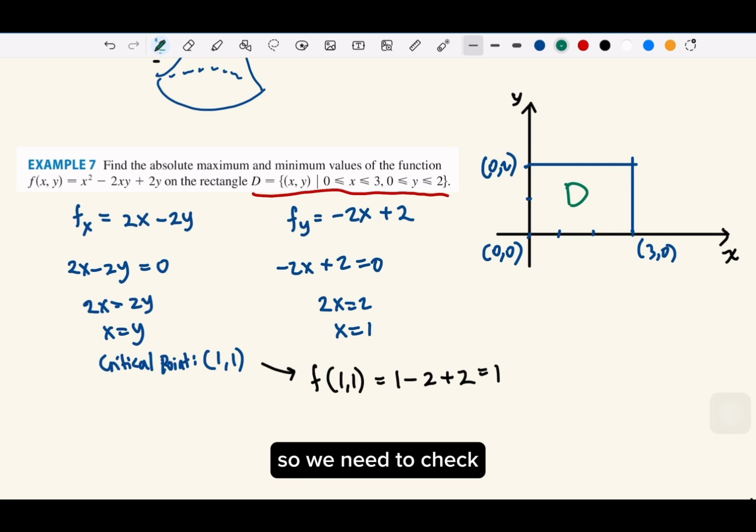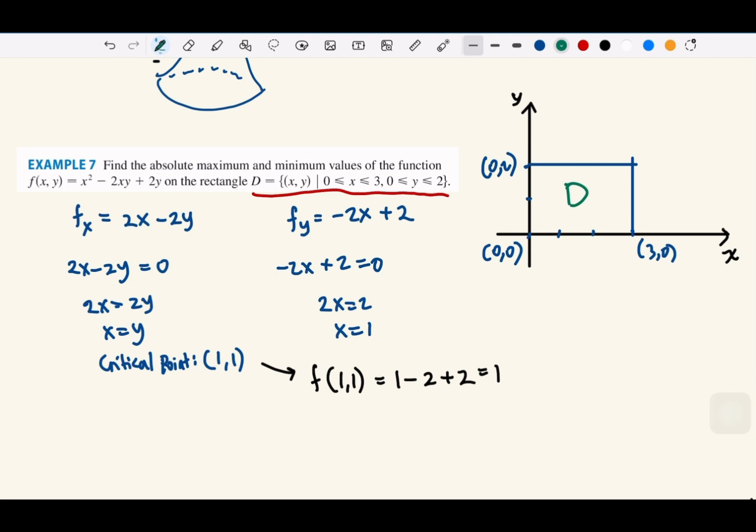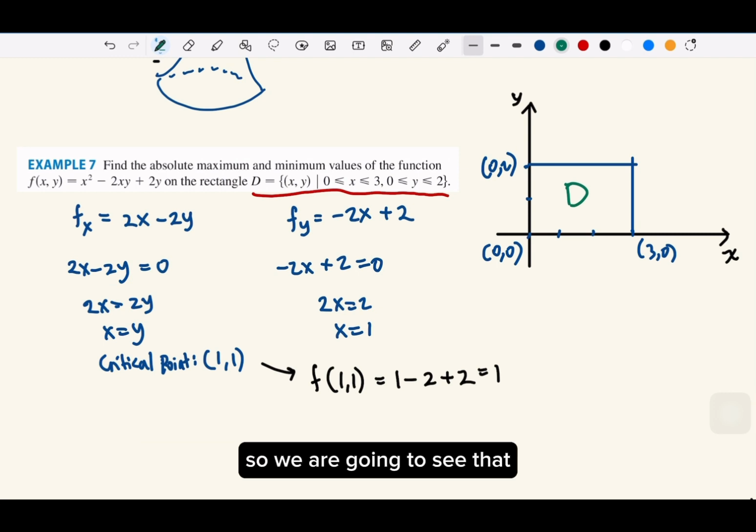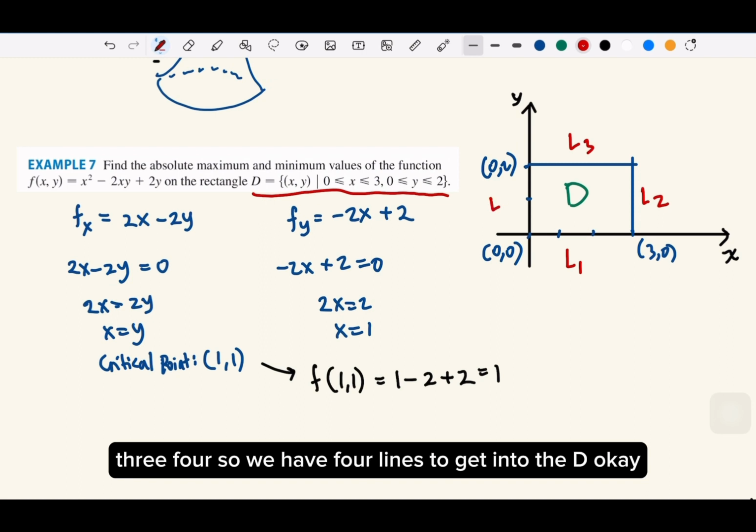So we need to check the possibility of the maximum value on this part. We are going to see that we have 4 segments: 1, 2, 3, 4. So we have 4 lines forming the boundary of D.